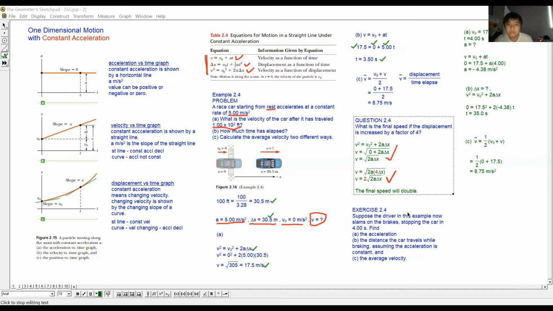Question 2.4. Suppose the driver in this example now slams on the brakes, stopping the car in 4 seconds. Find the acceleration, the distance the car travels while braking, assuming the acceleration is constant, and the average velocity.